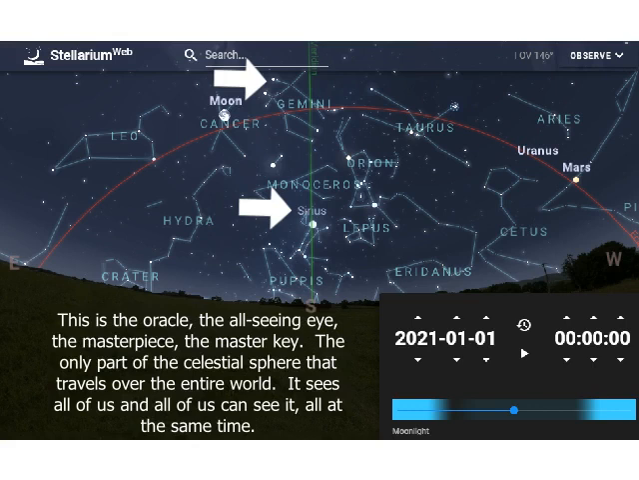This is the only part of the celestial sphere that travels all over the world. It sees all of us, and all of us can see it, all at the same time, whether it be day or night. This is the real clock or calendar, both in the sky, that the real Creator has blessed us all with, and with the amazing God-given senses to be able to see it and decode its real meaning, to know it.